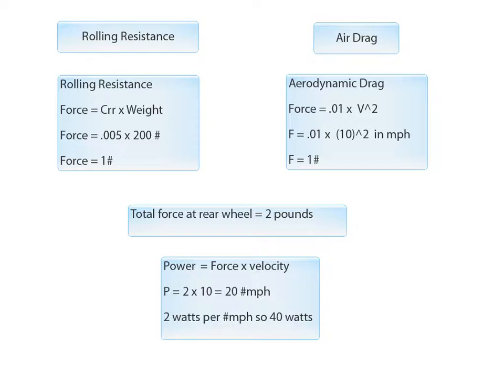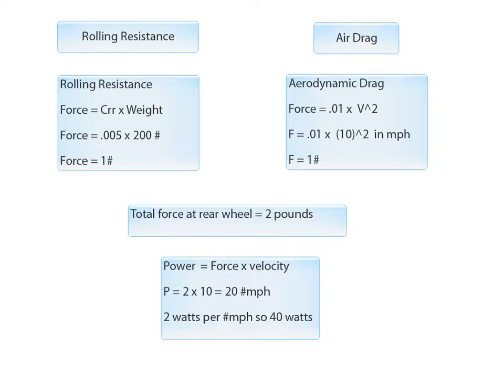One of them is rolling resistance, another is air drag, and the other is riding up hills or down hills. Starting with rolling resistance, you find that the force is equal to some coefficient of rolling resistance times your weight, the weight of you and your bicycle. It turns out that for good tires, it's around 0.005 times your weight. In my case, it's around 1 pound of rolling resistance.